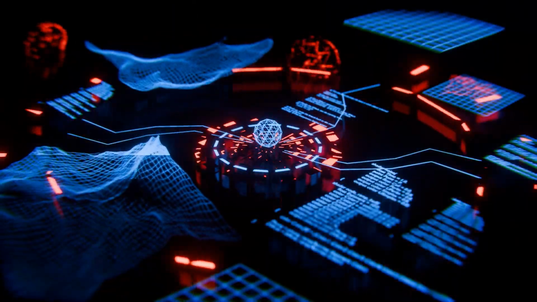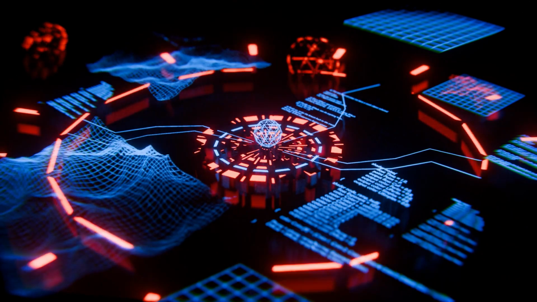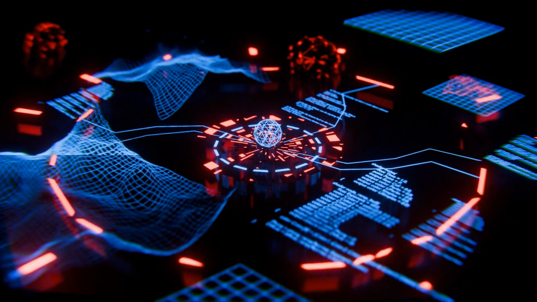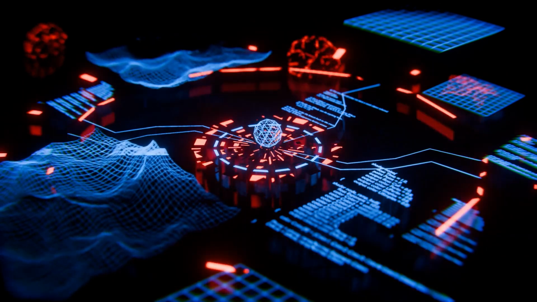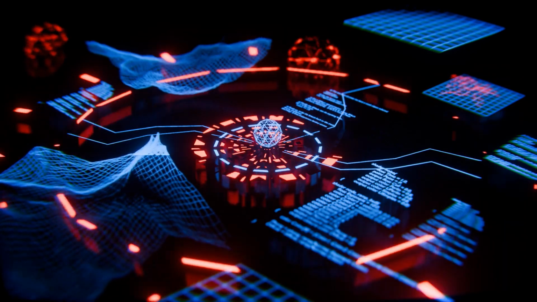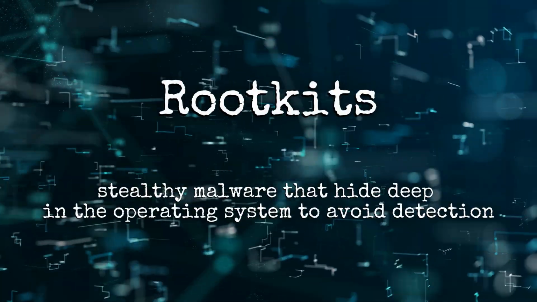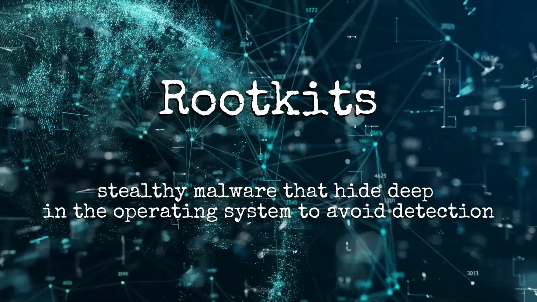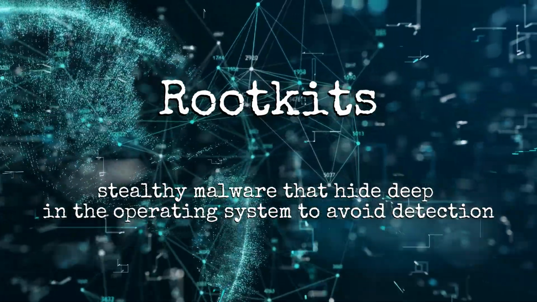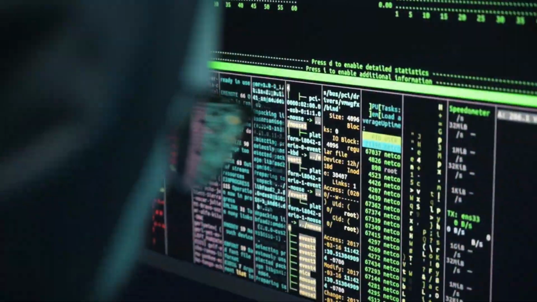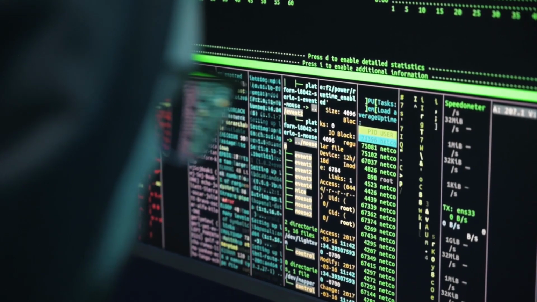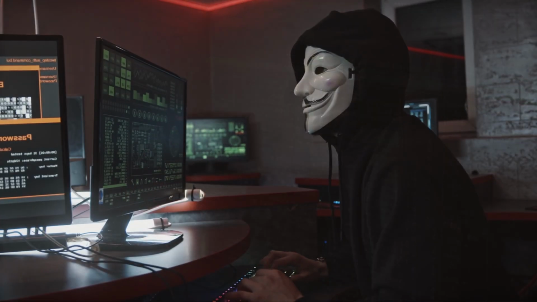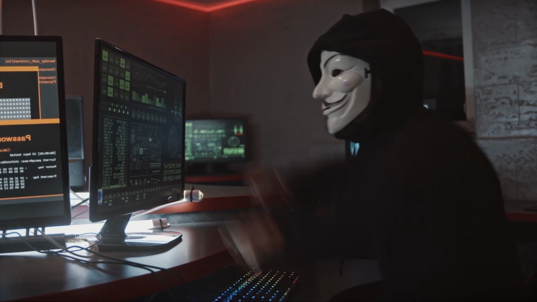While not always harmful, it can slow down devices and create security risks, especially when it redirects users to malicious websites. 7. Rootkits. Rootkits are stealthy malware that hide deep in the operating system to avoid detection. They enable attackers to control the system remotely and can be very difficult to detect or remove.